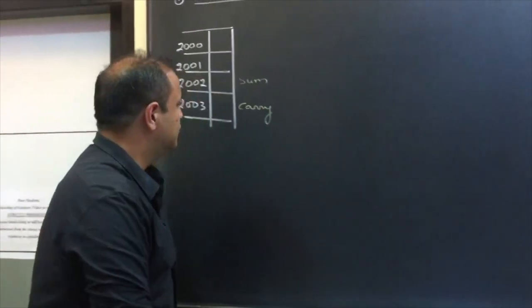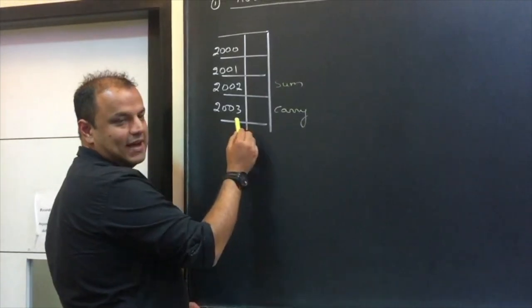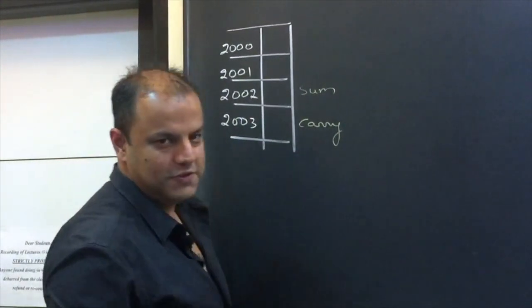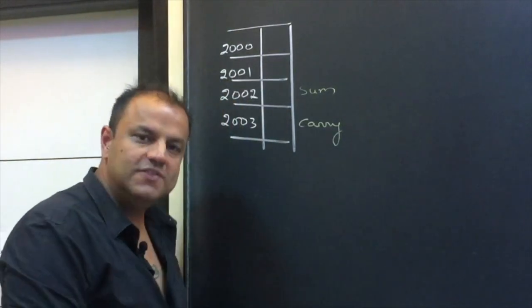Are you clear? So we will store the carry over here as the higher address, the higher byte at the higher address, lower byte at the lower address. Now what's the procedure? As I said, I'm going to do the program in the simplest way possible.